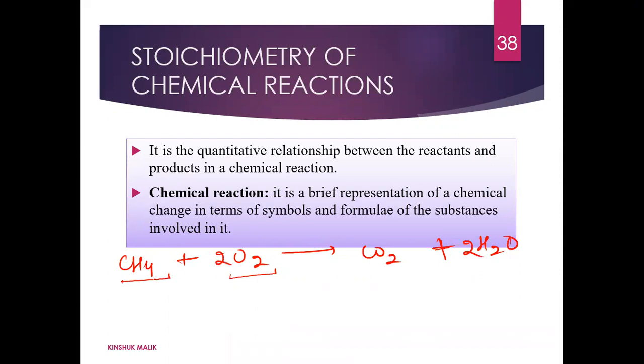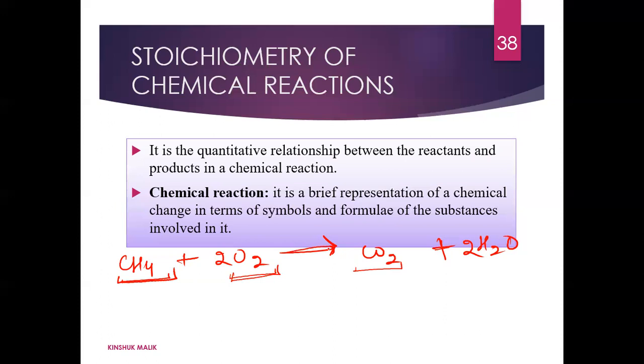Okay. So now here we can clearly understand that one molecule of methane reacts with two molecules of oxygen to form one molecule of carbon dioxide and two molecules of water. Okay, so we can make this chemical reaction more informative. How we can make it more informative? Like abhi to humko we can clearly understand, okay, what are the reactants and what are the products.